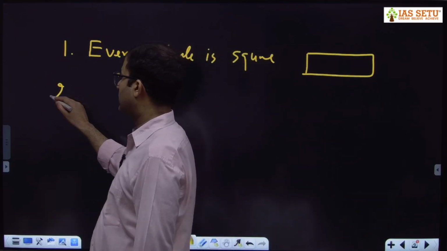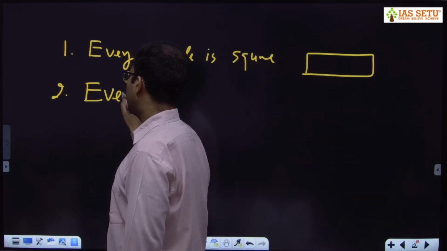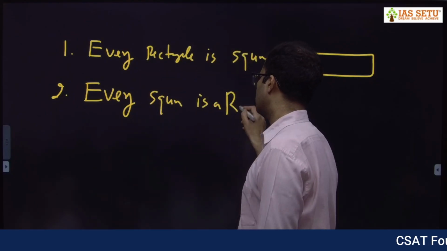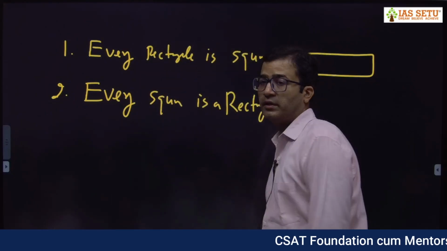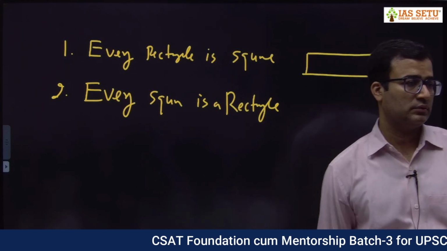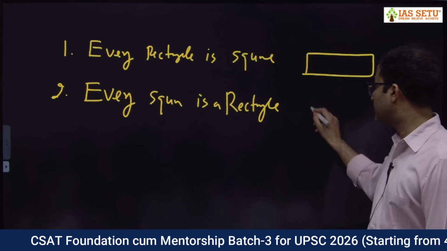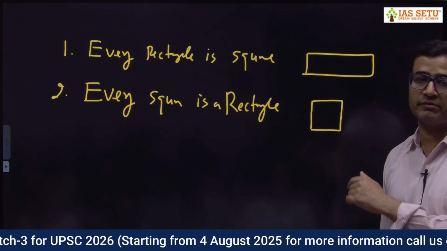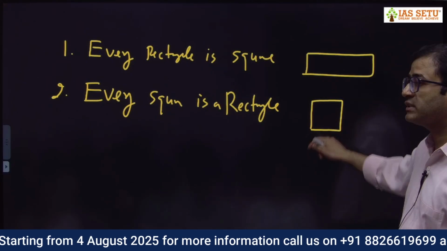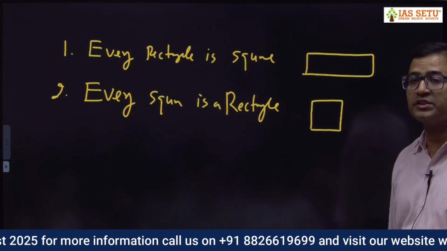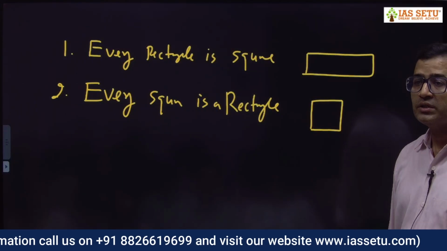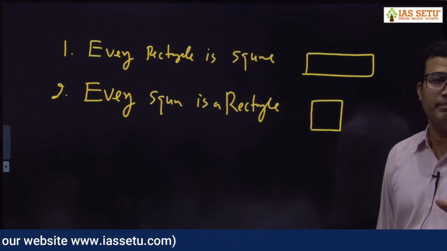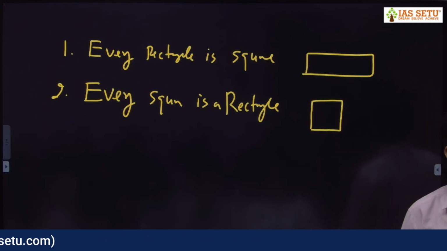Second statement. Every square is a rectangle. Is this statement correct or wrong? Yes, this is square. I'm not denying, but this is rectangle as well. When I tell a student this is rectangle, then student they argue with me, sir it is square. When am I denying? I'm saying it is human being, but you are saying I'm male. When did I deny that you are male? But you are a human being also.